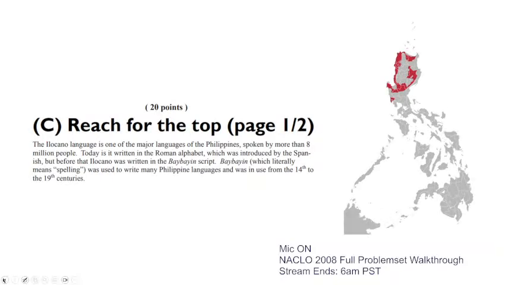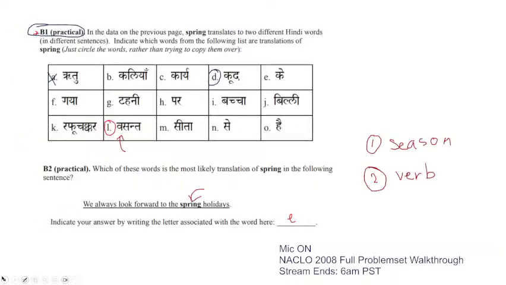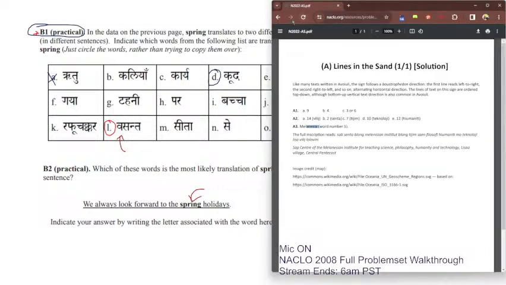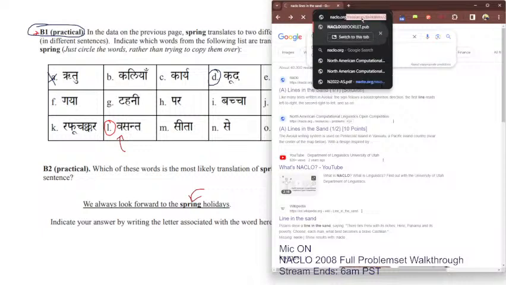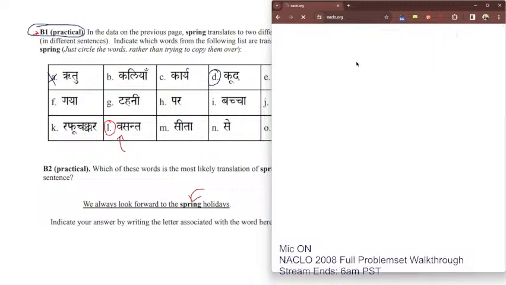Okay, so it looks like we've reached the end of this problem. So now it's time to check our answers. Let me find my answer sheet. So we have this one. So this is from the live stream yesterday when I was just solving problems. Let me just find NACLO. Okay, NACLO.org.